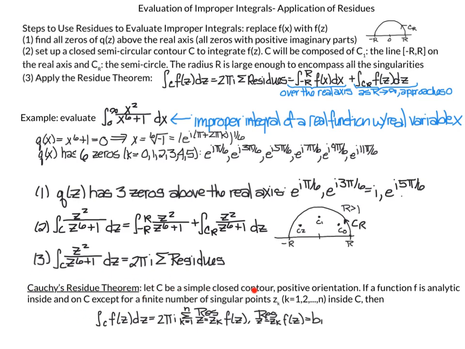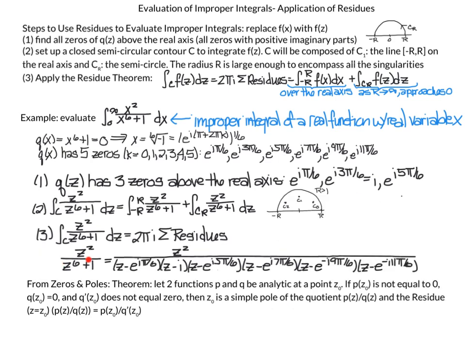Let C be a simple closed contour, positively oriented. If a function f is analytic inside and on C, except for a finite number of singular points inside C, then the closed contour integral is equal to 2 pi i times the sum of the residues, where k goes from 1 to n, and those are our singularities inside the curve. And the residue, if you recall, is equal to the b1 coefficient in our Laurent series expansion. That's the coefficient of the z minus z naught to the minus 1 term.